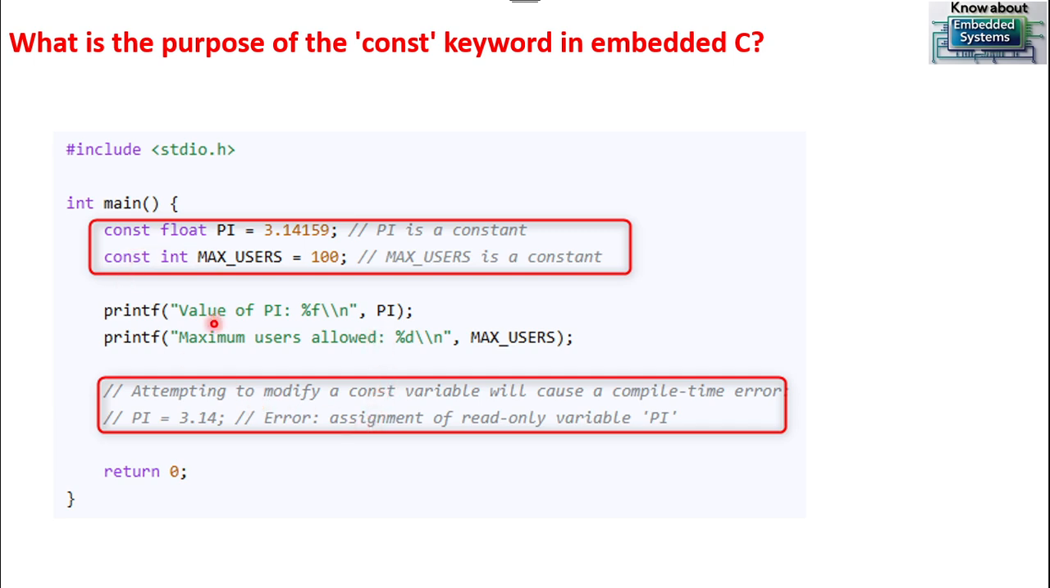Now if you try to change, let us assume after printing some value I want to change it. Now you can see, attempting to modify the const variables will cause a compilation time error, saying assignment of read-only variable pi. That means pi is defined as a constant, and that value is not allowed to change. So this is how we will be using the const keyword. Okay, I hope this is clear.